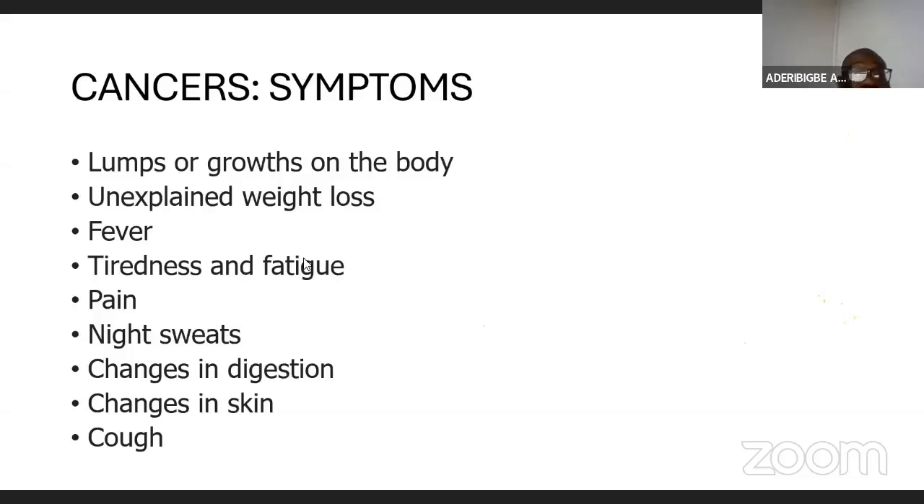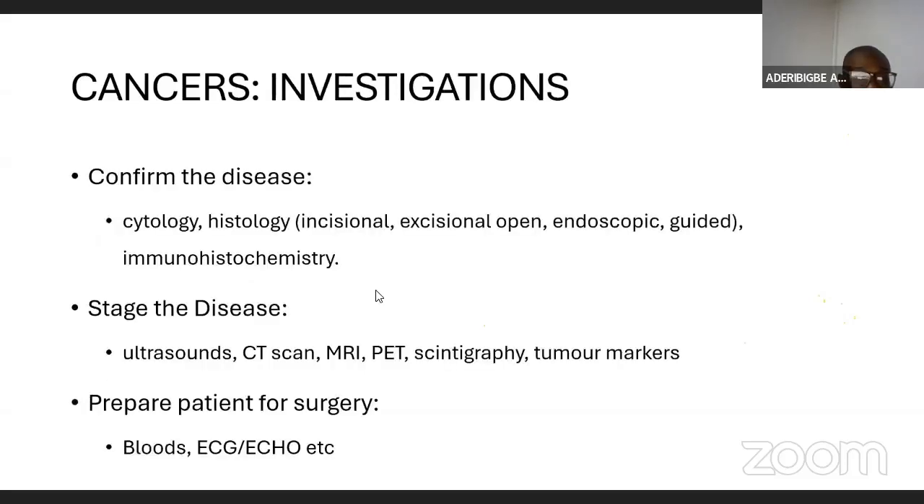So those are the symptoms of cancer. Next slide. Yeah. So now to investigate cancer, there are 3. We investigate cancers to achieve 3 purposes: to confirm the cancer, to stage the disease.